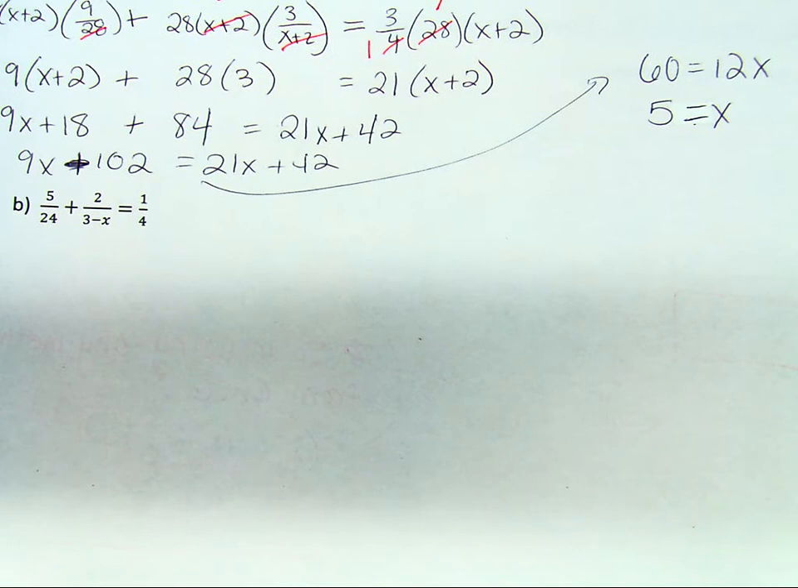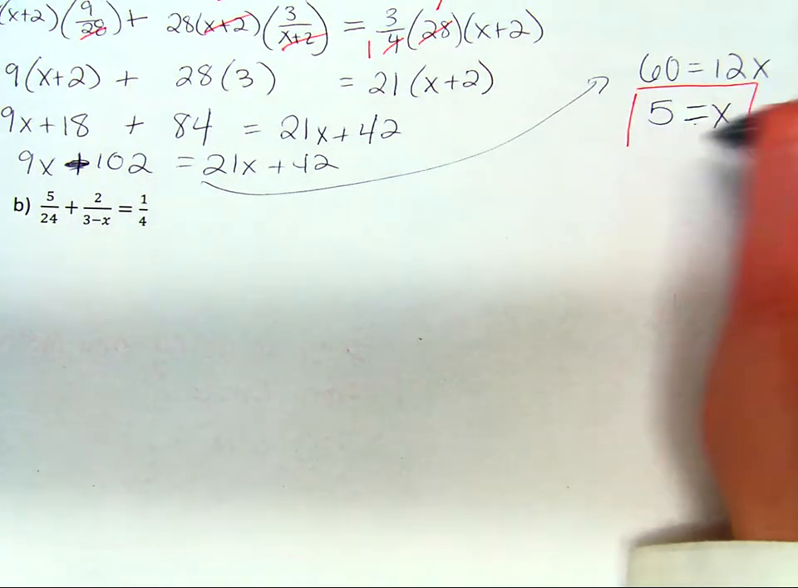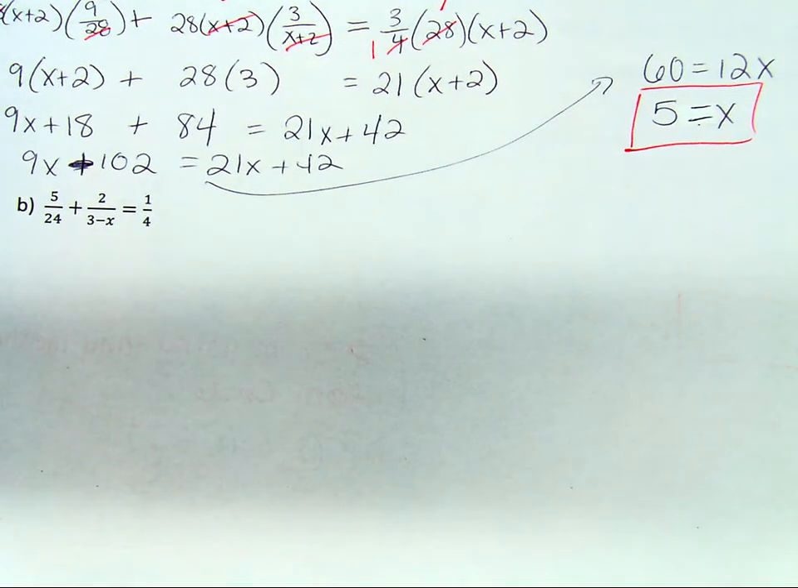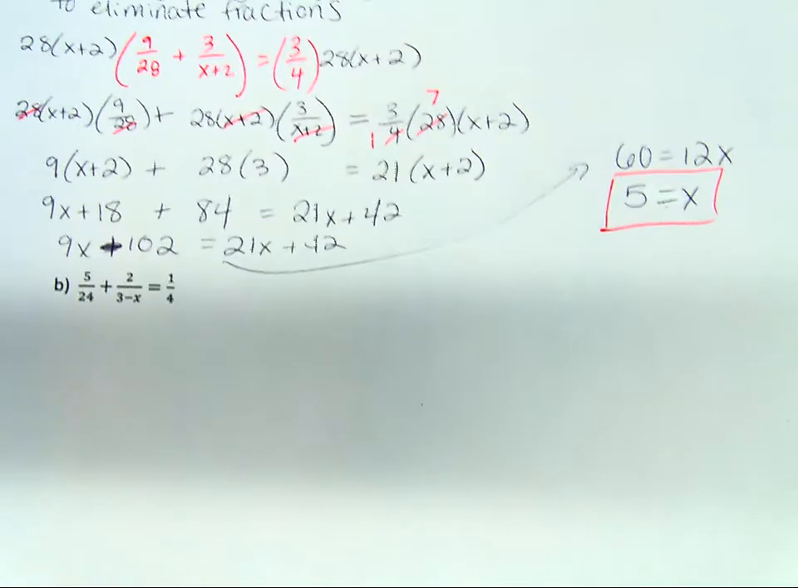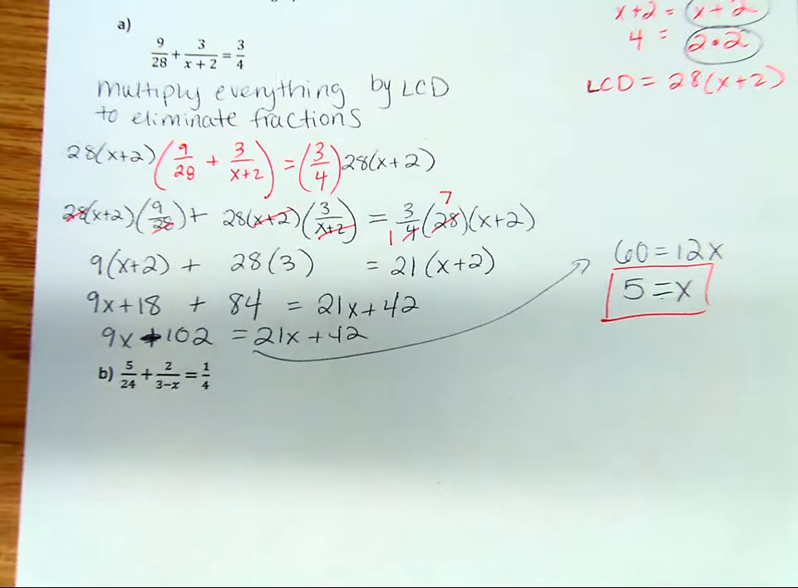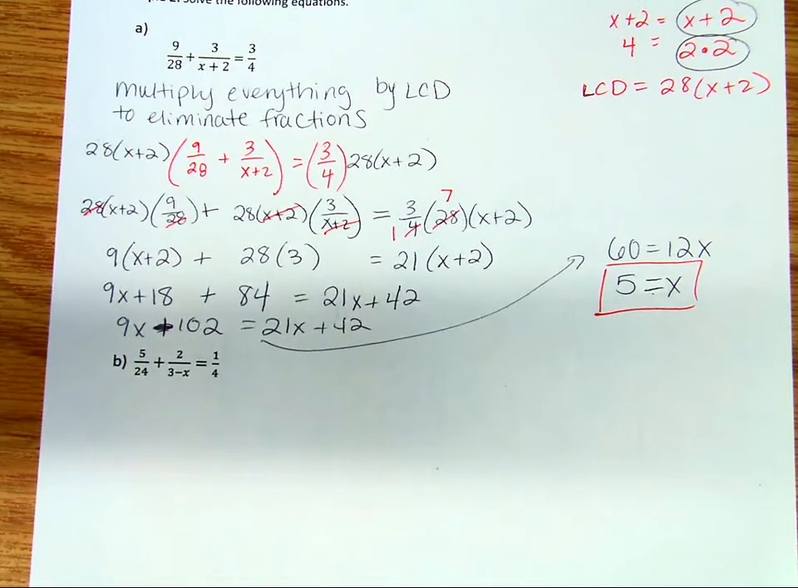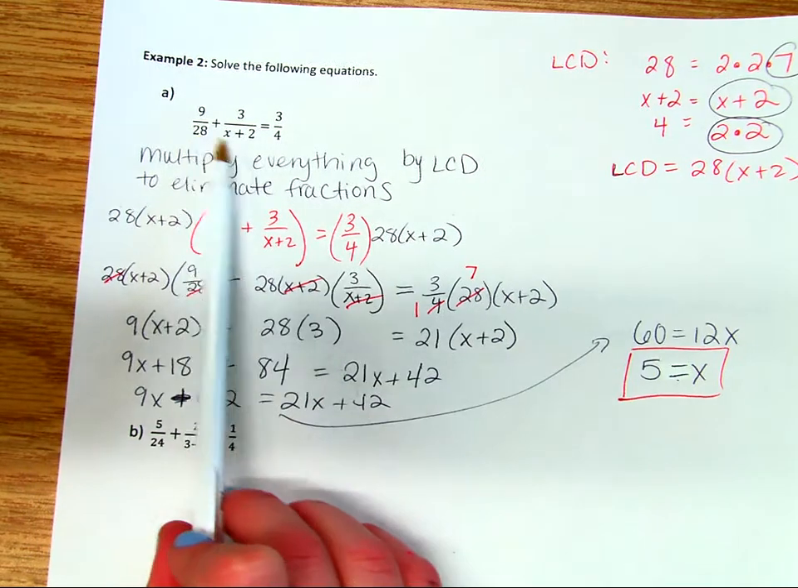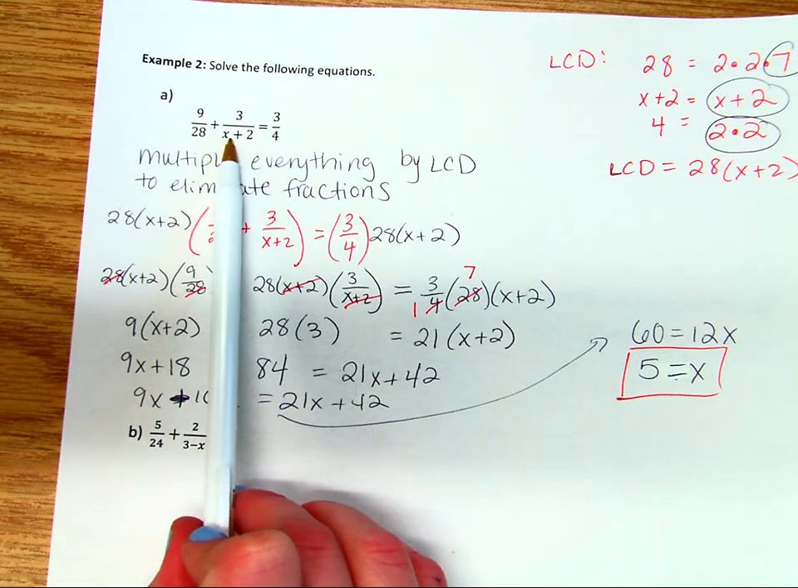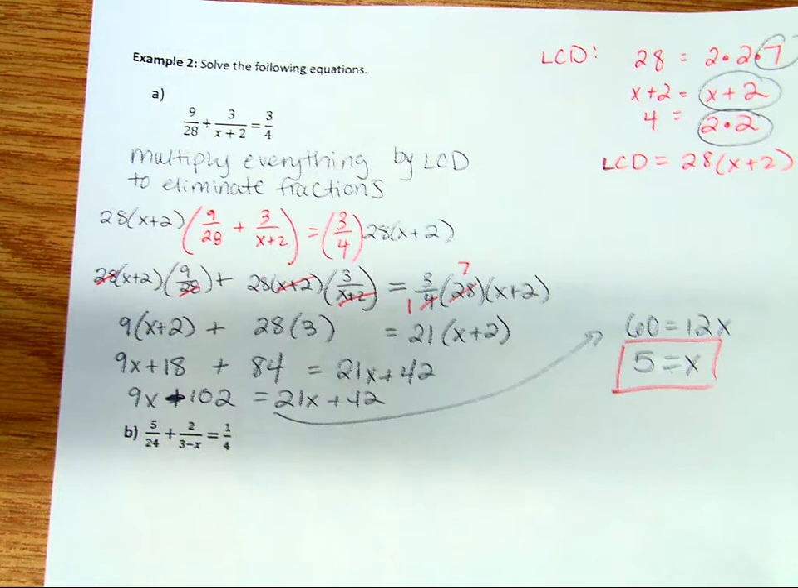And we are done. That one was a bit longer, but still doable. X is 5. If you wanted to check your answer, like if you did all that work and you want to make sure it was right, plug in 5 into your original equation for X, and that should make a true statement.